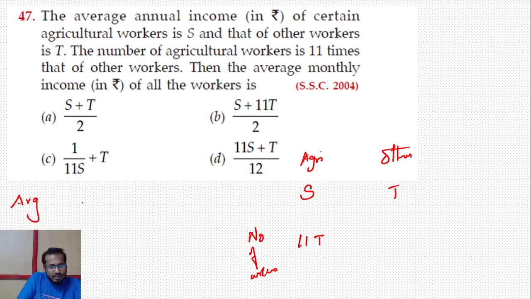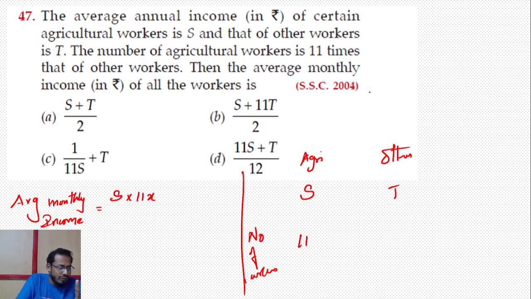Average monthly income வேணும்னா, so that is S into 11x வச்சுக்கலாமா. Let's take the number of workers, common workers. See, number of workers x ன்னு வச்சுக்கோங்க. இதில் 11 மெம்பர்ஸ் இருக்காங்கன்னா இதில் x minus 11ன்னு சொல்லிடலாம்.